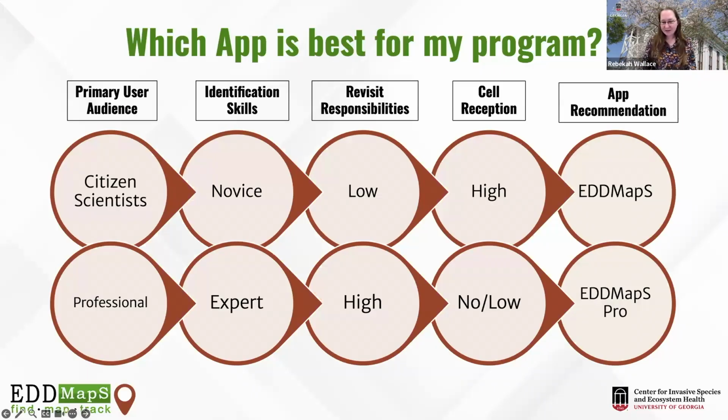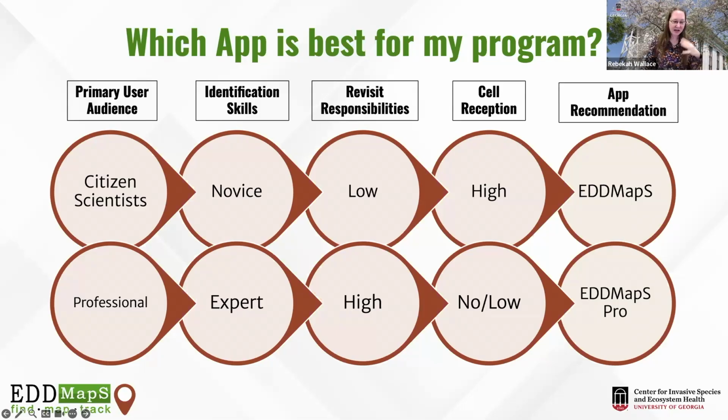So I've talked about apps a couple of times now, just to kind of give you some perspective on which app might be best for you or for your program. These are some criteria to think about. So if you're going to be working primarily with citizen scientists who maybe have novice or amateur identification skills, who aren't really going to be responsible for maintaining or managing a particular population over time, are possibly in an area with high cell phone reception, in that case, I'd recommend the EDDMapS app.